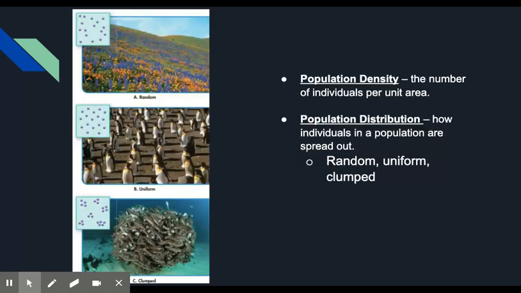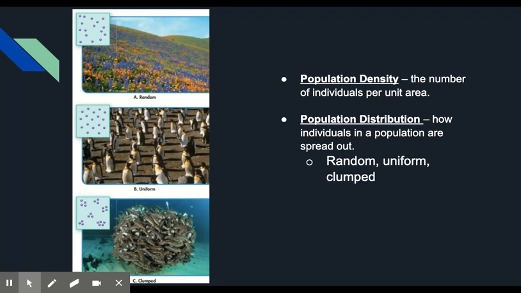Something to note here is you just want to be very specific so people know what population you're talking about at what time. All right, so let's talk about population density and population distribution. Those are two very different ideas. Population density has to do with the number of individuals per unit area. And population distribution has three big ideas, and that is random, uniform, and clumped.